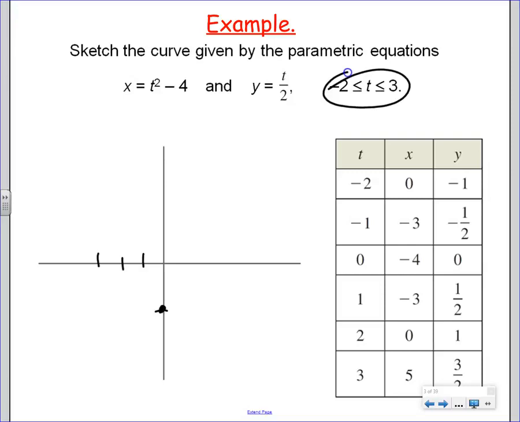-3, -1/2. Got it. 0, -4. Okay, got it. -3, 1/2. Oh, that's weird. This isn't a function. Travels sideways, huh? Then 0, 1. And then 5, 3 halves. From the points, do you think you guys had enough information to see the path?